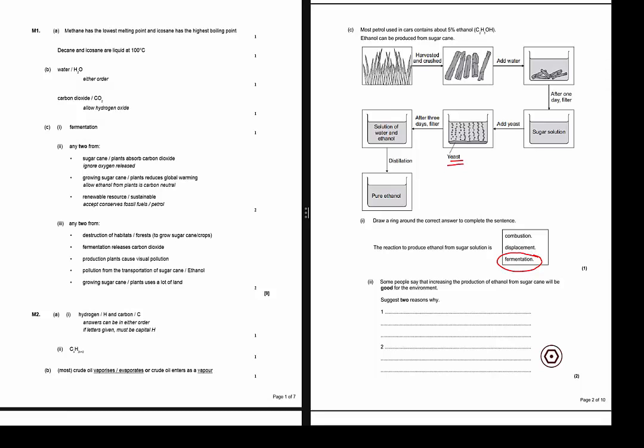Then it asks, some people say that increasing the production of ethanol from sugarcane will be good for the environment. Make sure your answers relate to the environment. Possible suggestions could be plants absorb carbon dioxide, or they are a renewable source.